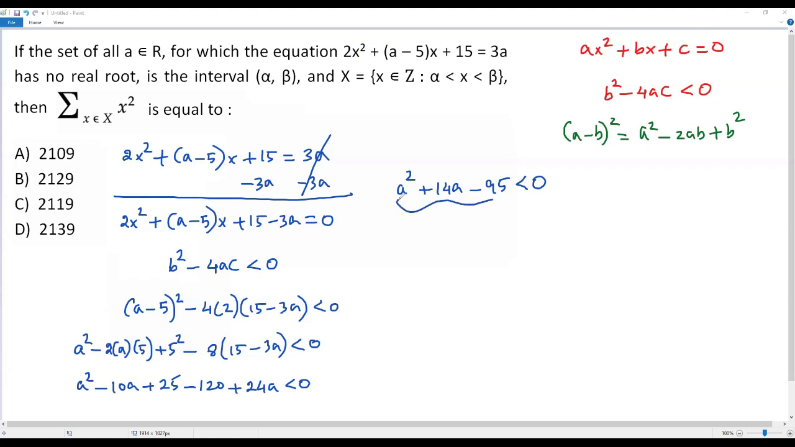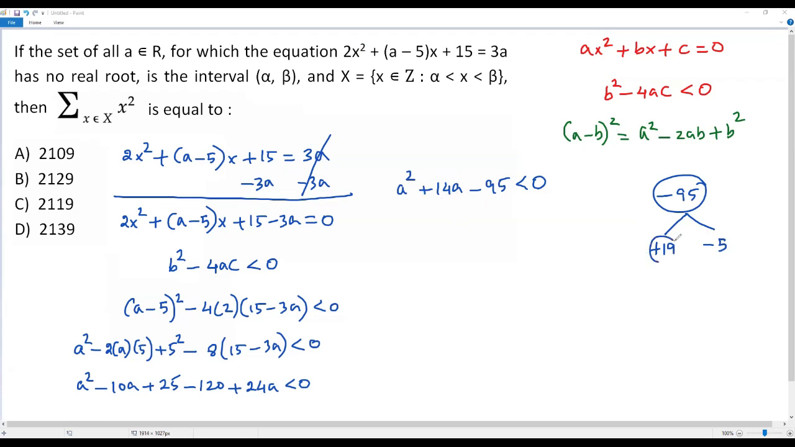Okay, now we have a quadratic inequality over here in terms of a. Now we have to solve this quadratic inequality. For that, first we have to factor the quadratic expression. So for that, we have to multiply this constant of negative 95 by the coefficient of a square. In this case, it's just 1. 1 times negative 95 is negative 95. Now I have to get two factors of negative 95 so that the sum of the two factors is equal to positive 14. I think positive 19 and negative 5 will work. When I multiply positive 19 and negative 5, I'm getting negative 95. When I combine positive 19 and negative 5, I'm getting positive 14, which is the coefficient of a over here.